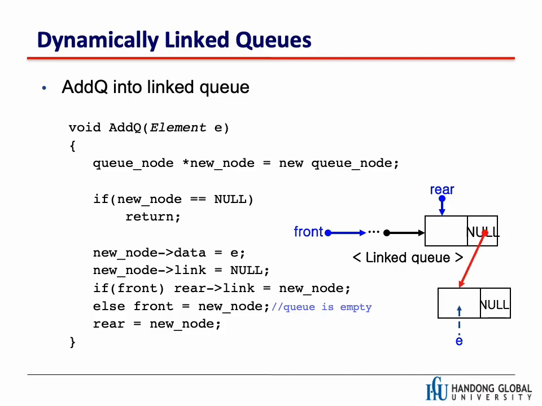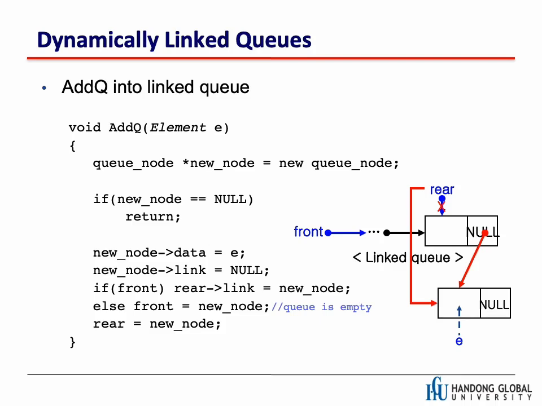And then the next one, this is not it. So in this figure, rear is pointing to the one before the last node, so we have to change this one. So now rear is pointing to new node. So this is it, and we just added a new node at the end of this list, and rear is still pointing to the last node after adding the new node.